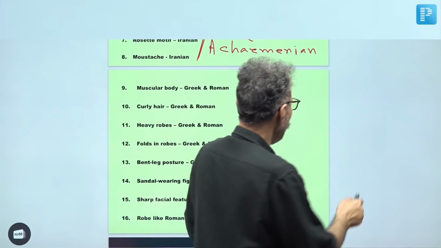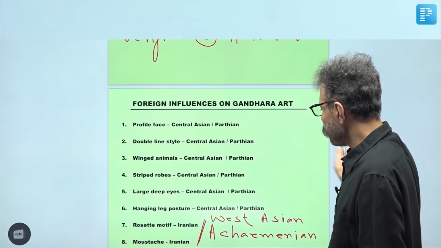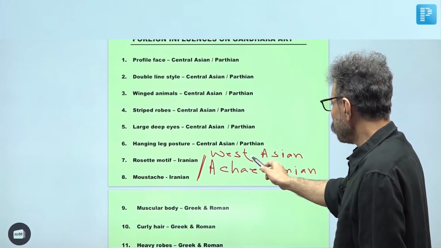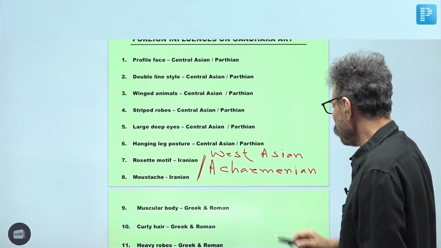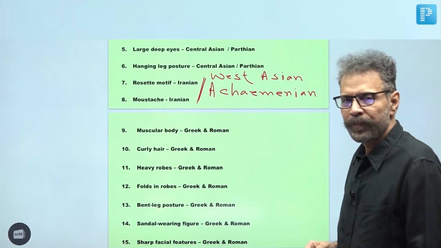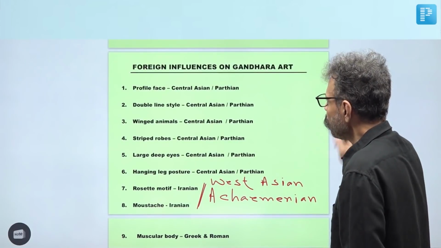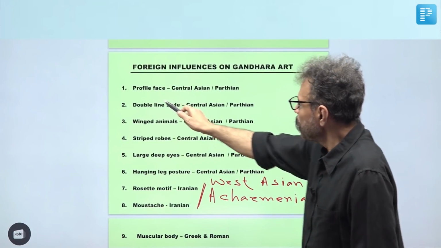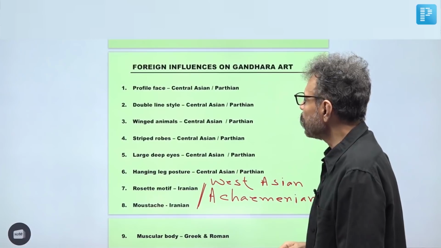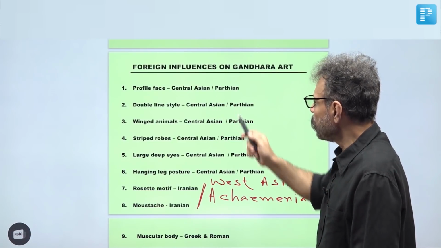So see how many influences, so many influences. Central Asian or Parthian, West Asian or Iranian or Achaemenian, Greek and Roman. So now I discuss them one by one. First is profile face. The profile face of the figures. This shows Central Asian or Parthian influence.